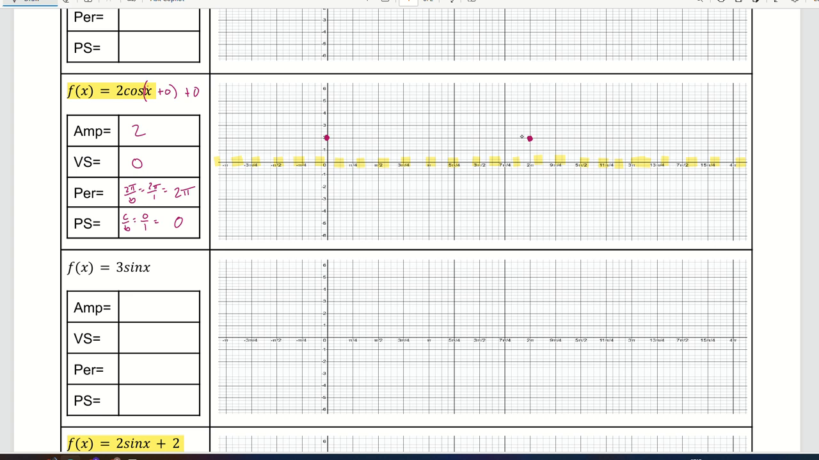Directly in between these 2 peaks at pi is a trough. So from our midline, I'm going to go down 1, 2, and I will have my trough. Directly in between a peak and a trough at pi over 2 is a midline crossing. And then I'll have another midline crossing there. Connect these dots, be smooth, make a sinusoid, don't make it pointy. There is our first period.